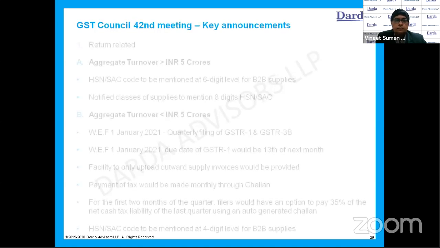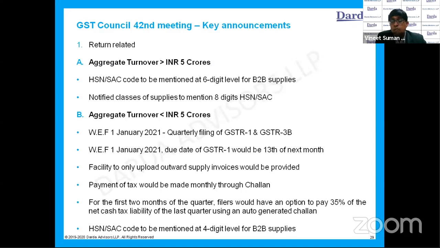Now we come to the GST Council recommendation, which happened I think this Monday only. So many changes have been announced, and some are very good for MSME players whose turnover is below 5 crore. We start with return-related changes for companies having turnover more than 5 crore. HSN or SAC, the Harmonized System of Nomenclature or Services Accounting Code, needs to be mentioned at 6-digit level. All these changes will be notified. You need to wait for notification only for B2B supplies. For notified categories, it will be 8 digits. And please note, HSN is 8 digits globally.